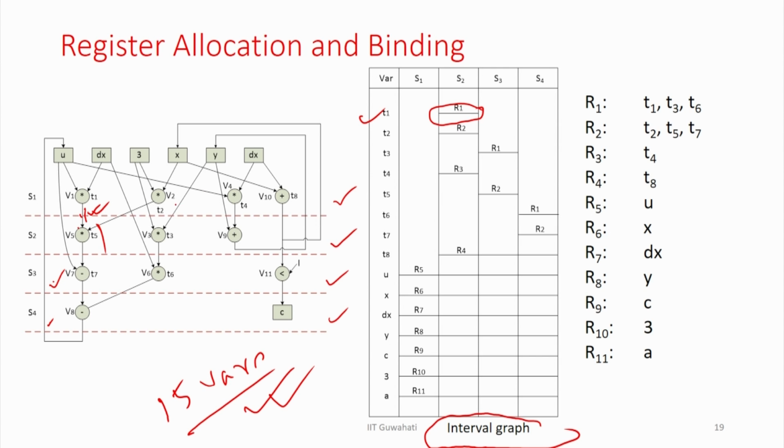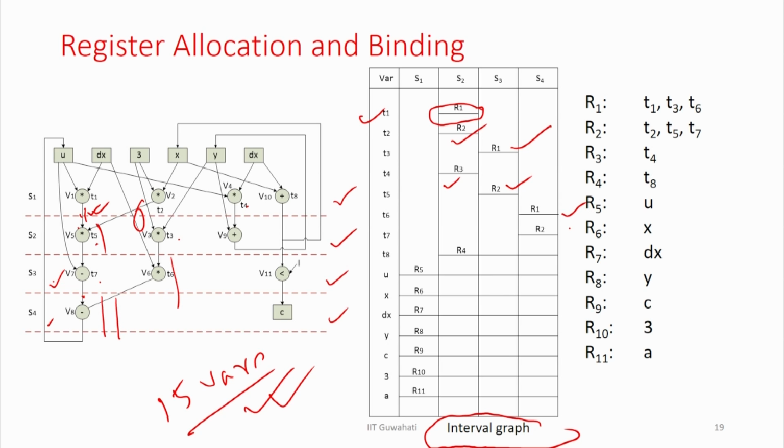Similarly, for T2 also the lifetime is S2. T3 is also defined here, so it is in time step S3, and T4 is defined here, so the lifetime is here. T5 is defined here, so this is for S3. T3 and T5 are defined in S3, and T7 and T6 are defined at the end of time step 3. So, they are live only here.